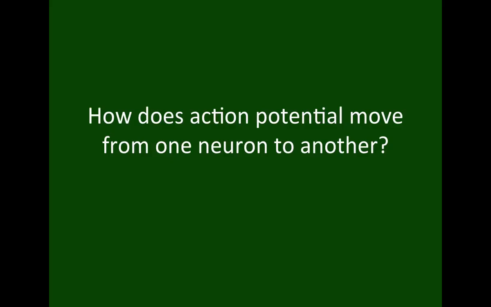Okay, so now that we have discussed how action potentials are generated and how they move down the axon membrane, either by saltatory or continuous propagation, at some point this action potential is going to reach the end of the axon at the synaptic terminal. So at that point the impulse has to move to either another neuron or to a muscular cell. So how does this actually happen? How does this action potential move from one neuron cell to another?